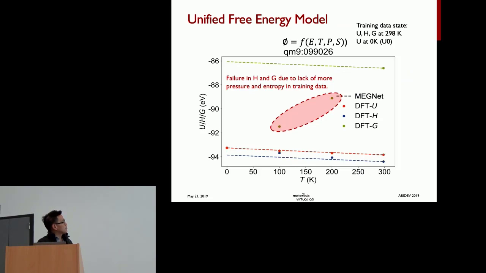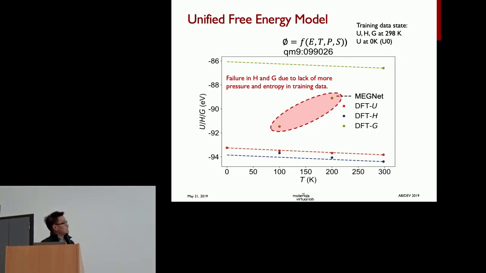Beyond that, we also show that you can develop models which are physically intuitive. We do not just want to develop models one by one. Using the global state attributes of the materials graph network, we can develop a unified free energy model where we stipulate that a particular free energy is some function of energy, temperature, and whether there is pressure and entropy involved. We can train the model to reproduce all the free energies, the internal energy at 0K and 298K, the enthalpy and Gibbs free energy at room temperature, using just a single model alone. Now, this is very important because it means that we can consolidate data.